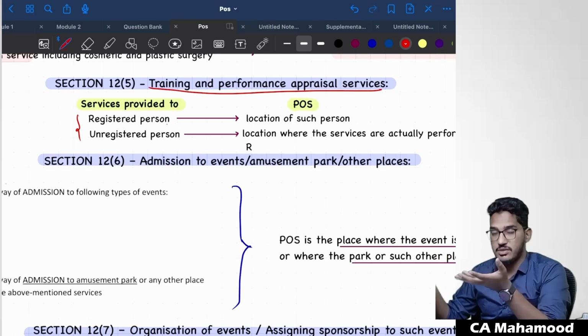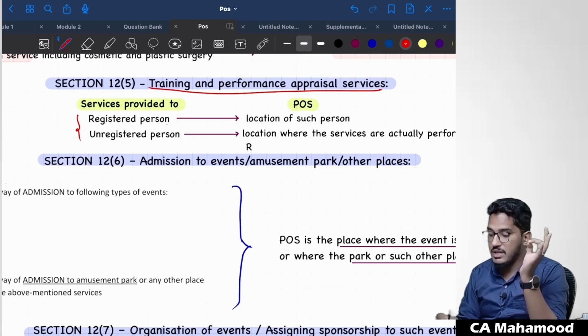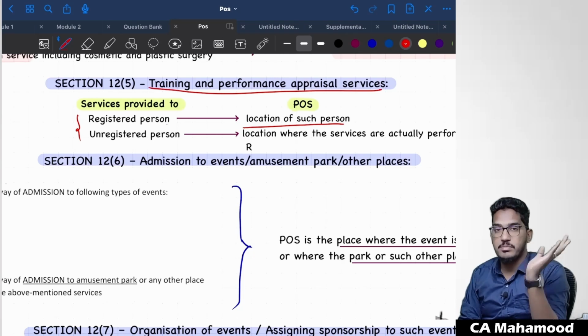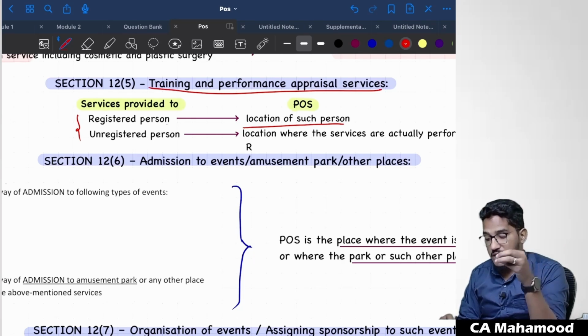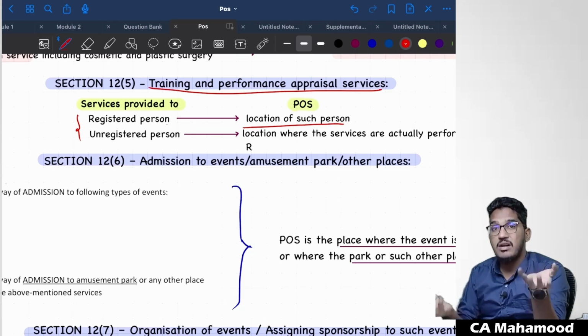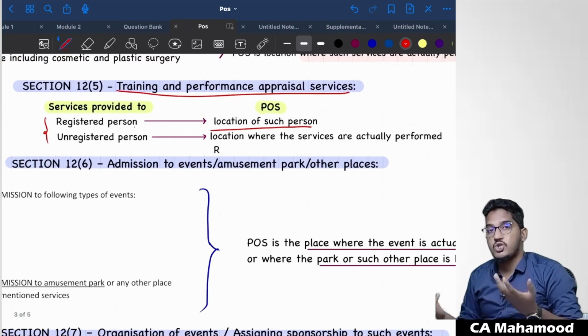So the company is a registered person, the recipient is registered. In case the recipient is a registered person, then the place of supply will be the location of the recipient. Sir, if I am providing training and performance appraisal services to some unregistered person, then what will be the place of supply? The location where the services are actually performed.